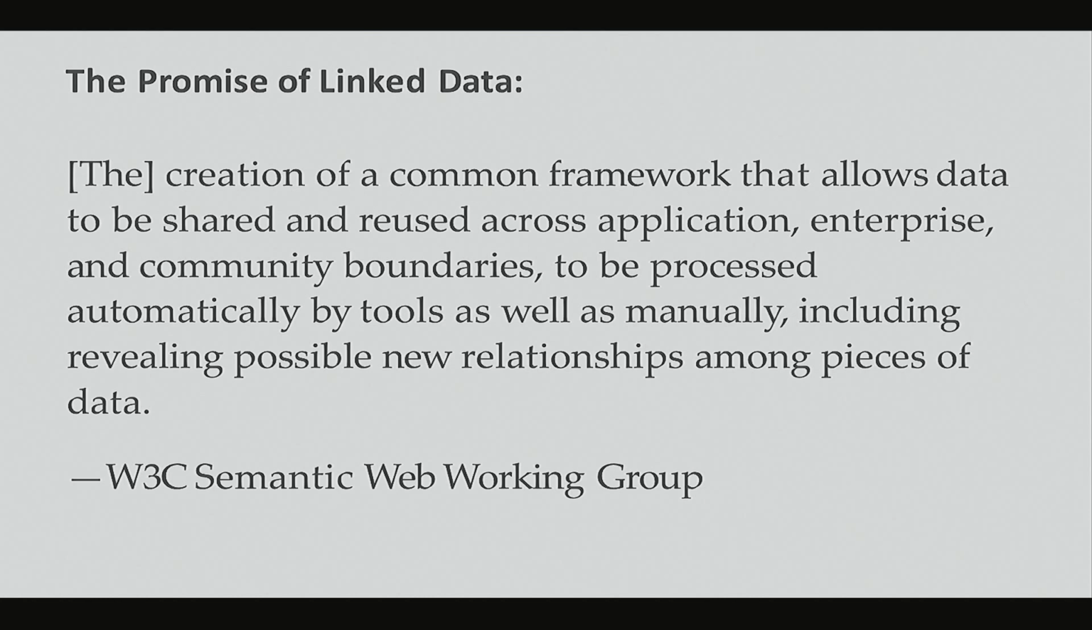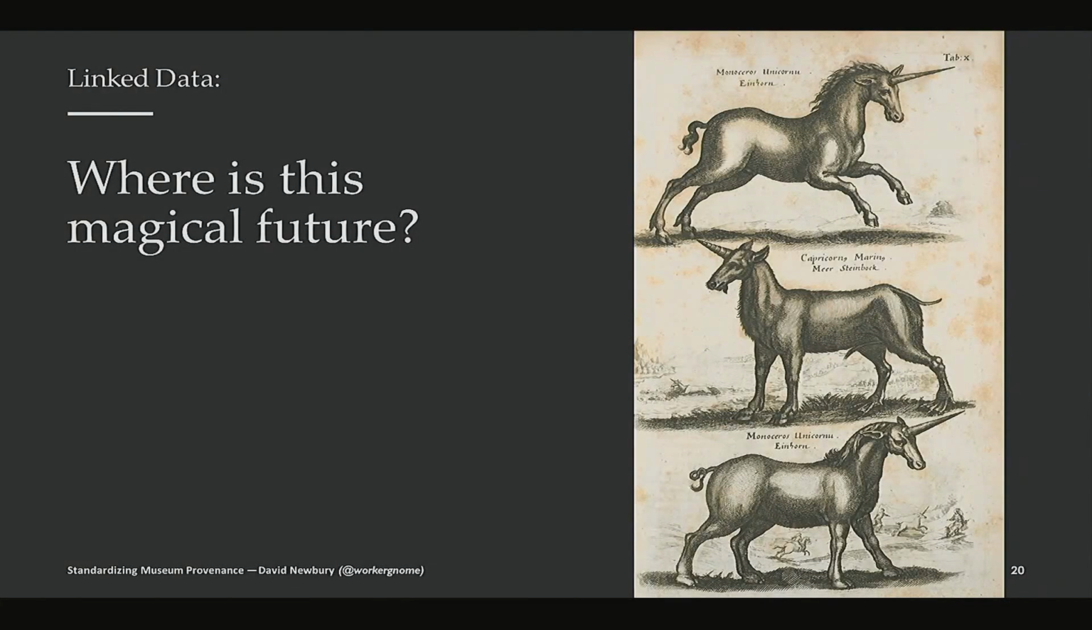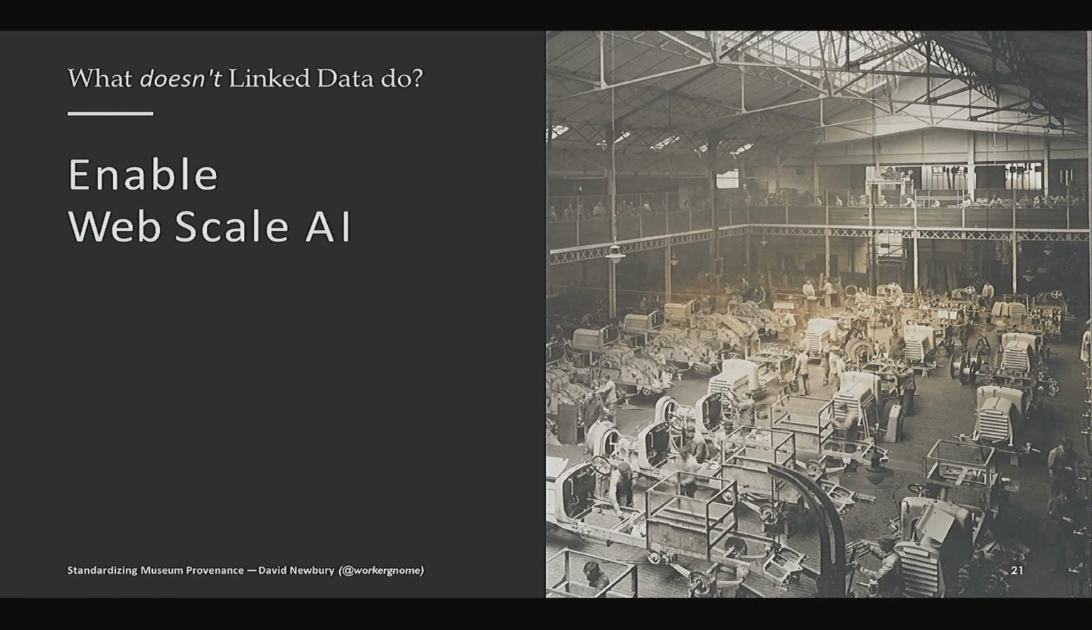This has been the promise of linked data since people started talking about it in the early 2000s. And my question is, where is this magical future? Where is this world where the automated tools create knowledge for us and put us all out of our jobs? It turns out that linked data doesn't do what we thought it was going to do. It doesn't enable web-scale artificial intelligence. There is no giant robot out in the cloud that is deciding what the history of art was and should have been and telling it to us. That's not how linked data works.